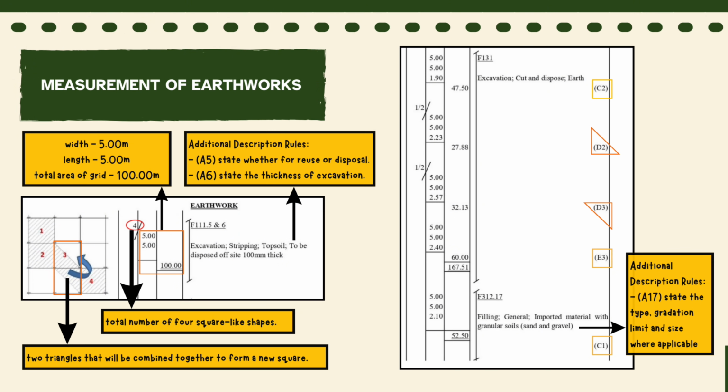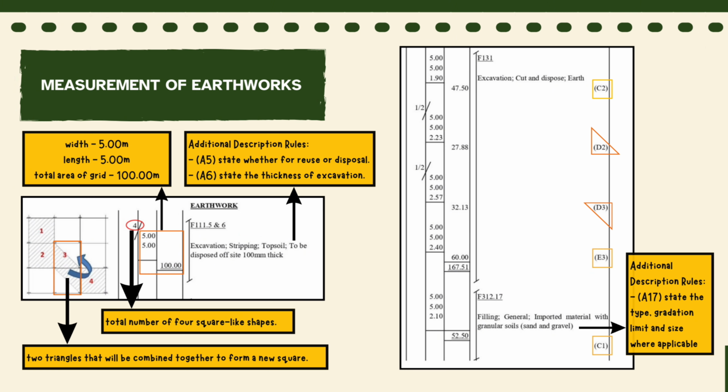Next, for the excavation work described under code F131, it involves cutting and disposing earth materials to meet the proposed level. For each grid, the calculation is done by multiplying the width by the length of the grid and then by the depth of soil that needs to be removed. For example, in grid sheet 2, 5 meter width times 5 meter length times 1.90 meter depth will equal 47.50 cubic meters. Then, repeat all this calculation for each grid and calculate the overall total excavated area that needs to be removed.